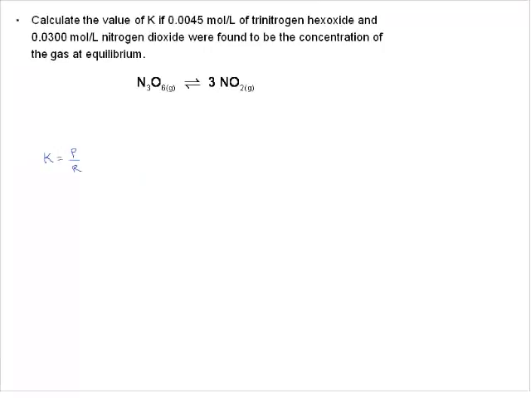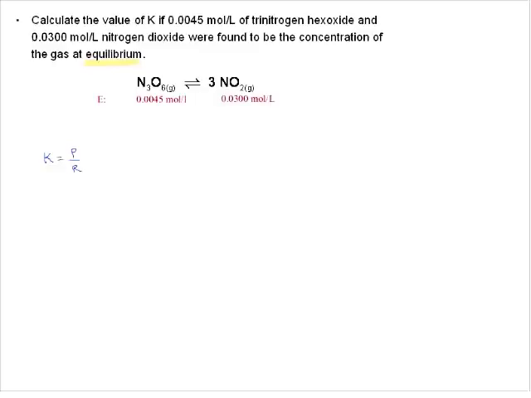Okay, here's another reaction then. And in this case, we want to calculate the value of K this time. K is not given. We are saying that here are the stable values. The trinitrogen hexoxide concentration is 0.045, and the concentration of nitrogen dioxide is 0.030. So we're telling you that these guys are the equilibrium values. These are the values when everything should be stable.